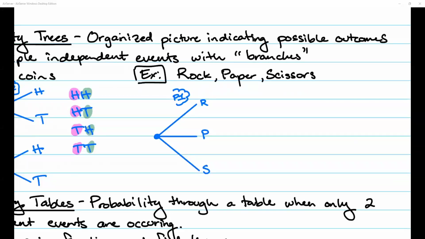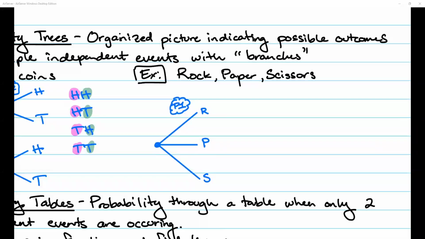Now, assuming that player number two is not cheating, then they are also having three different options, right? Like assuming that they're going at the exact same time and they're not waiting for the first person to make a decision. So let's pretend that player one goes with rock. Now we're going to figure out, all right, well, what are the options for player two? If player one goes rock, player two also has three different options. He can go rock, or he can go paper, or he can go scissors.